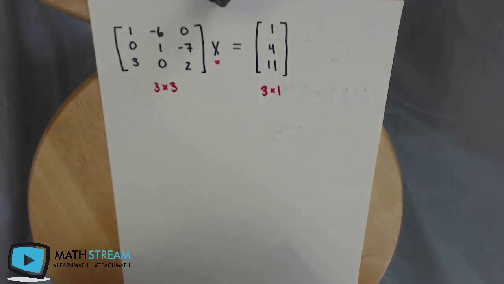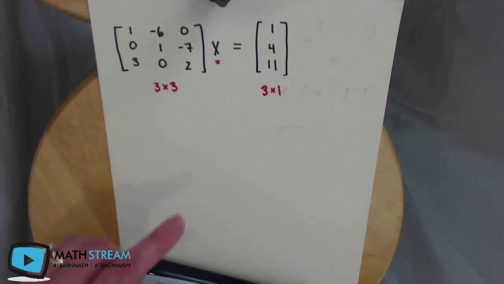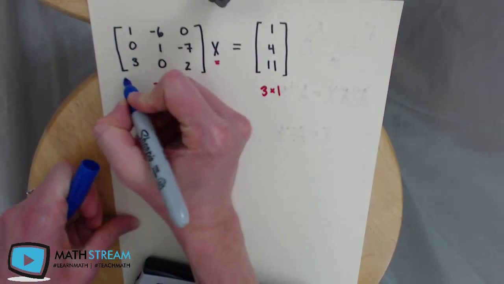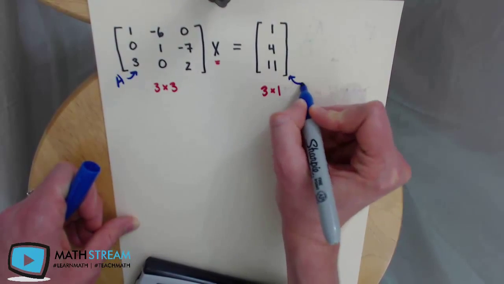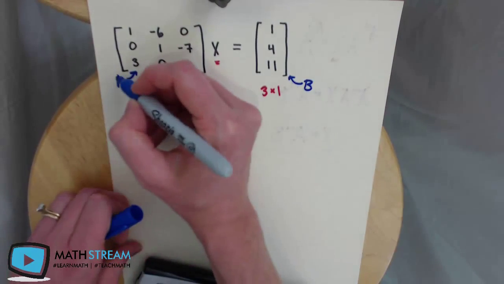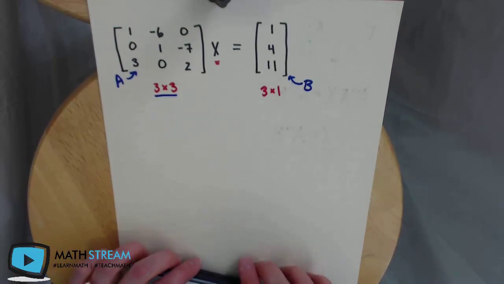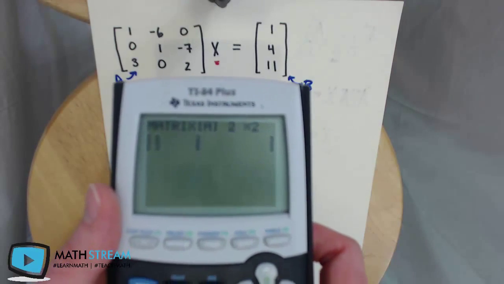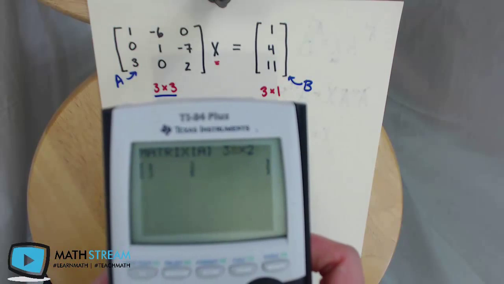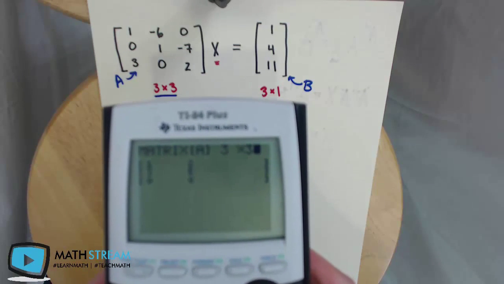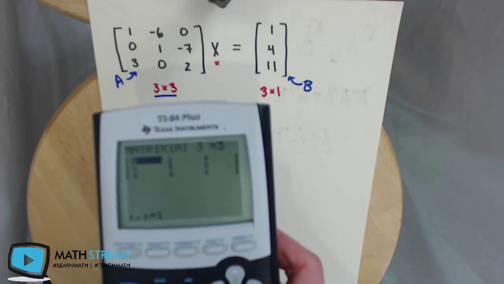Now the reason I want to do that is take a look at our example here. We know that this is going to be matrix A, and this is matrix B. So matrix A is a 3 by 3. So, looking at our calculator, we want to input 3 by 3 and then press enter, and it should give you a 3 by 3 matrix with 9 different entries.